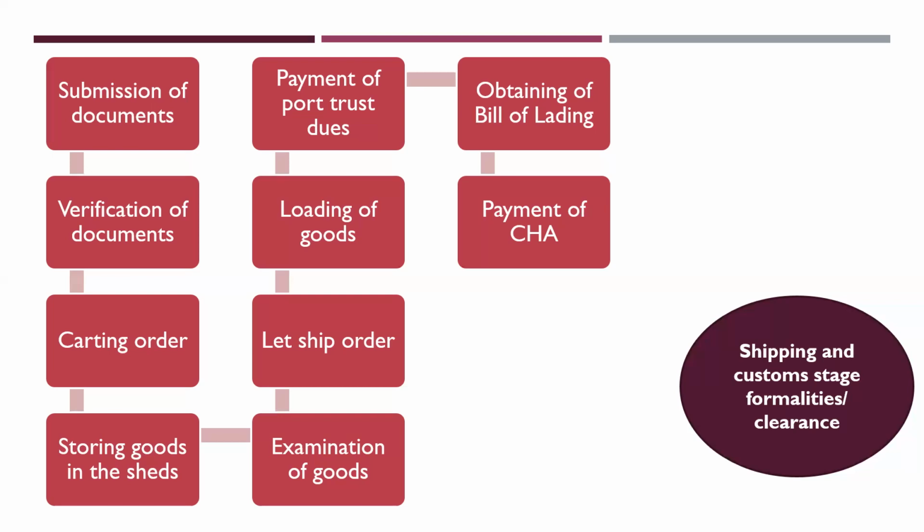The carting order is issued by the superintendent of the port trust. The carting order is issued only after verifying the endorsement on the duplicate copy of the shipping bill by the customs appraiser. The endorsement must also be there on the port trust copy of the shipping bill. The carting order enables the exporter's agent to cart the goods inside the docks and store them in proper sheds.